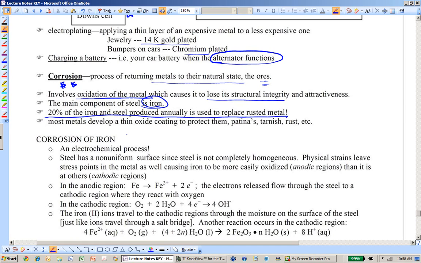Most metals develop a thin oxide coating to protect them. So if it's copper, we often refer to the patina, which is that green coating that you see on the Statue of Liberty, because underneath all of that, oxidation being a big word, all of these fall under the big umbrella term of oxidation.